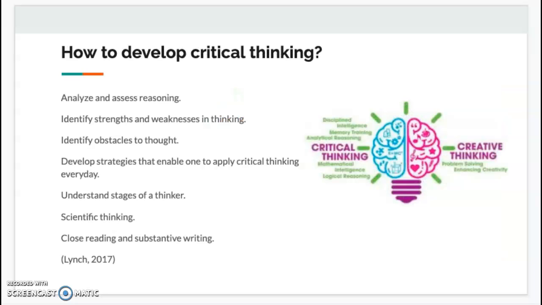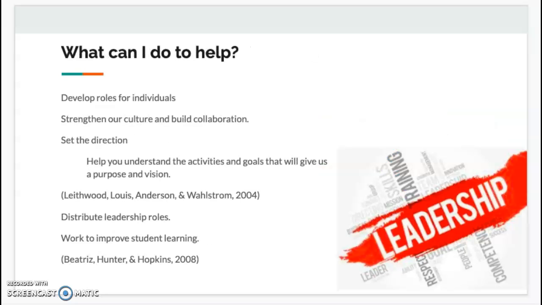So how do I develop critical thinking? They analyze and assess reasoning, identify strengths and weaknesses in thinking, identify obstacles to thought, develop strategies that enable one to apply critical thinking every day, understand stages of a thinker, scientific thinking, close reading, and substantive writing. And we do a lot of that close reading and substantive writing in my classes.